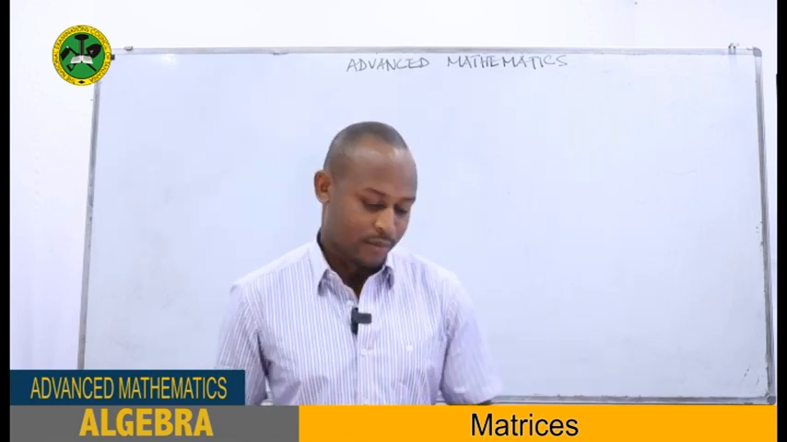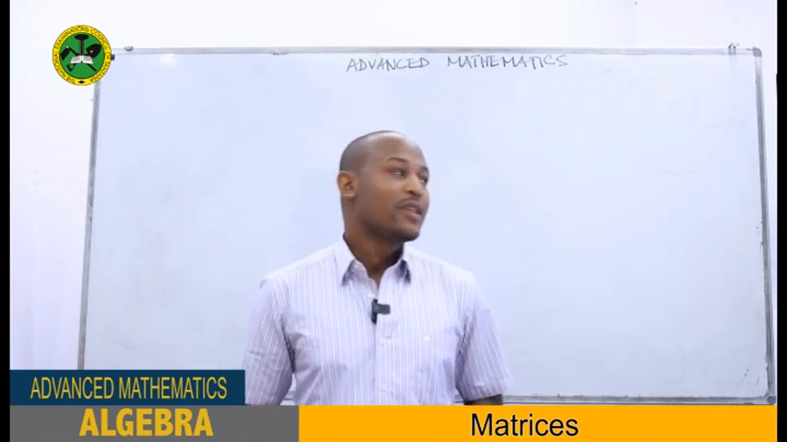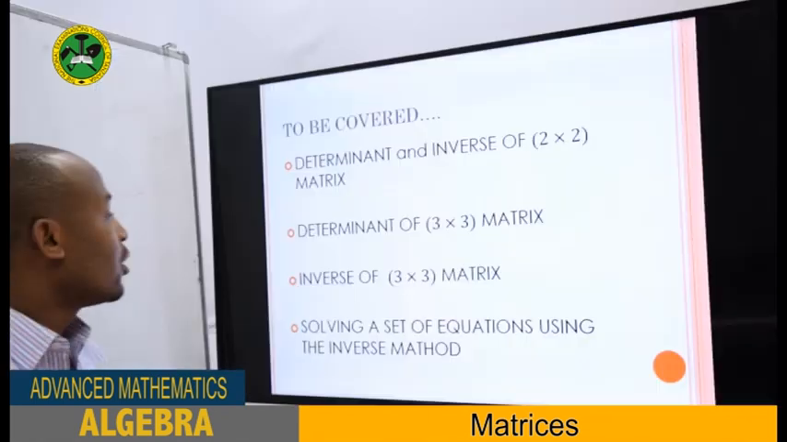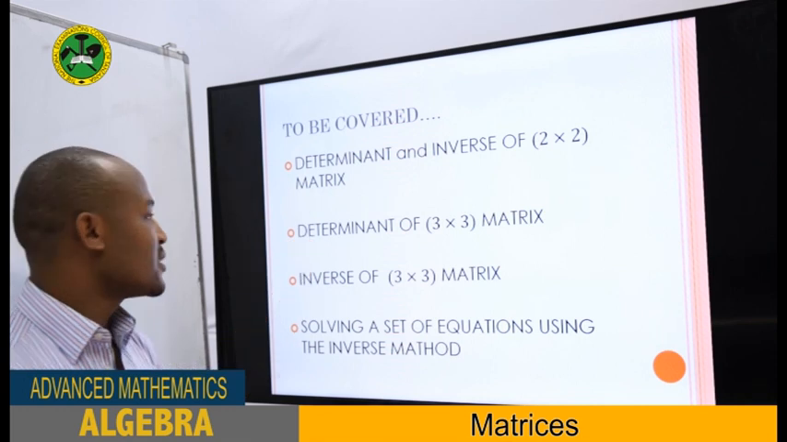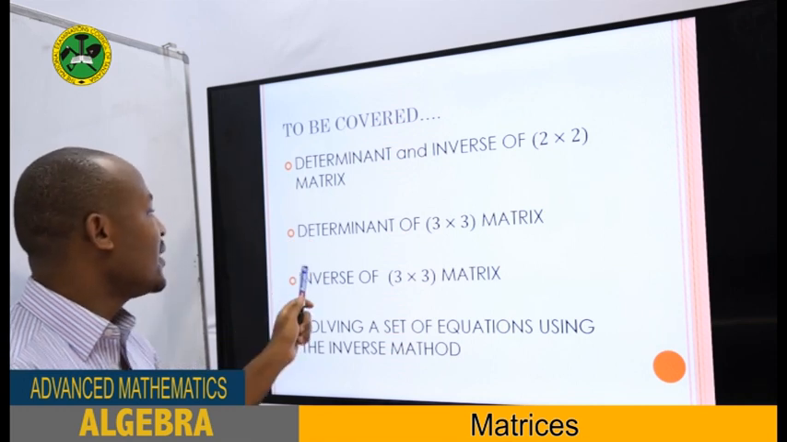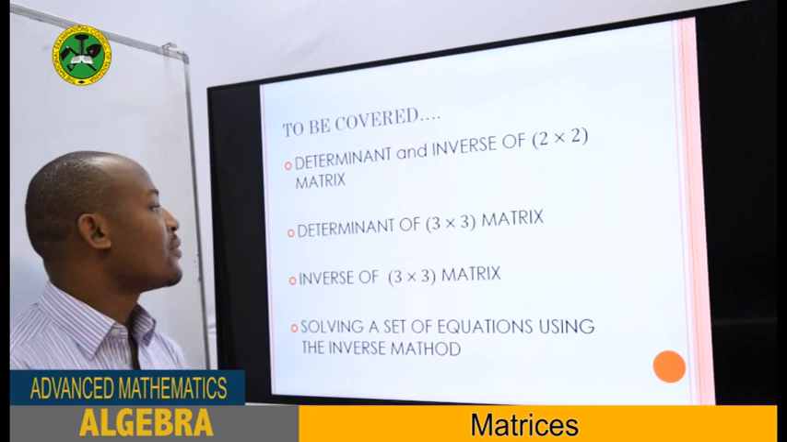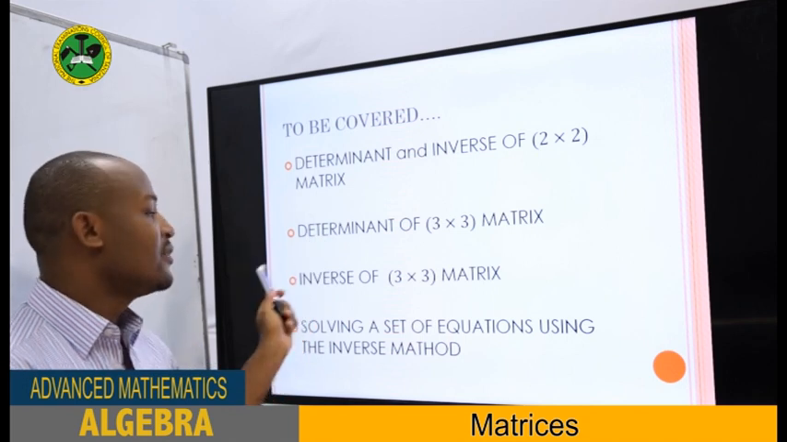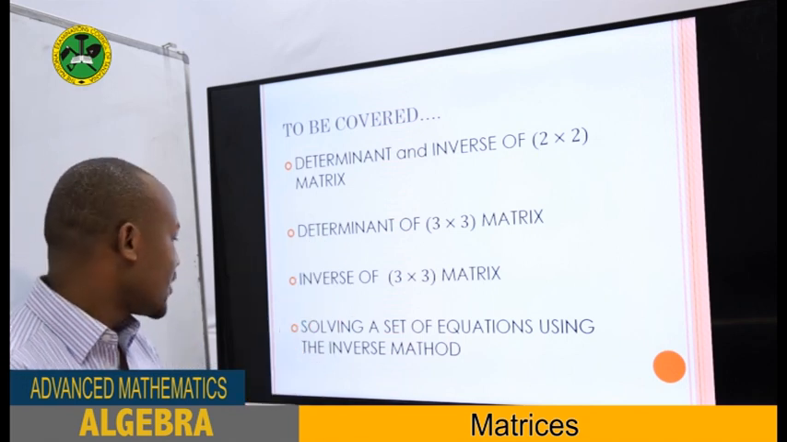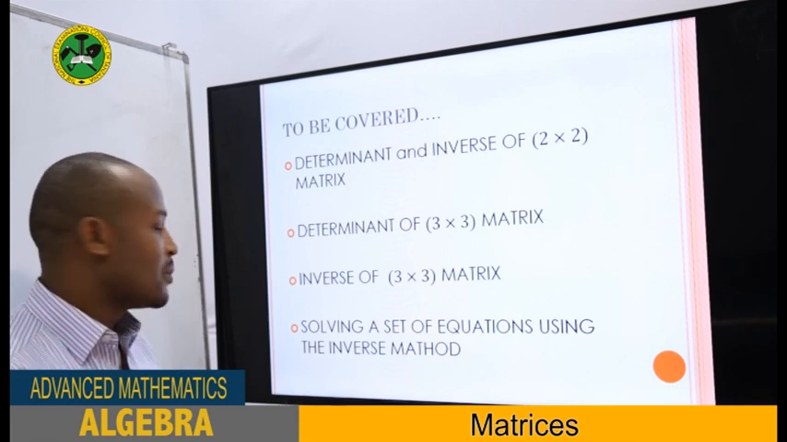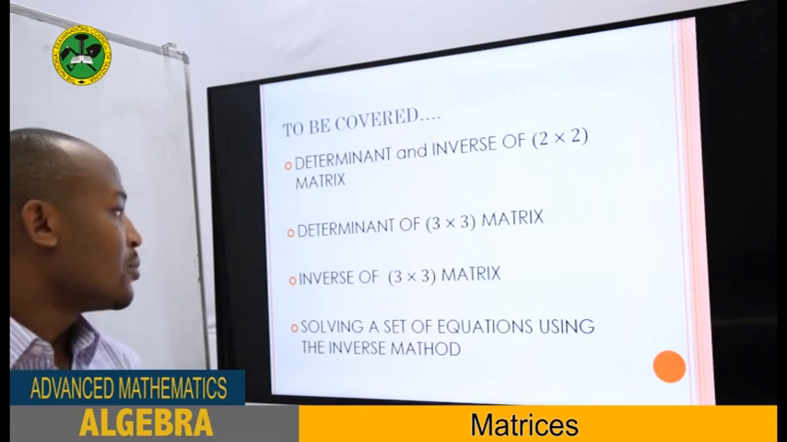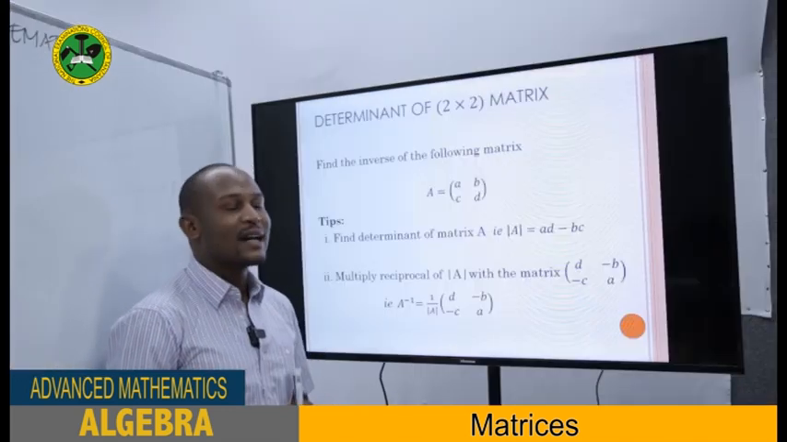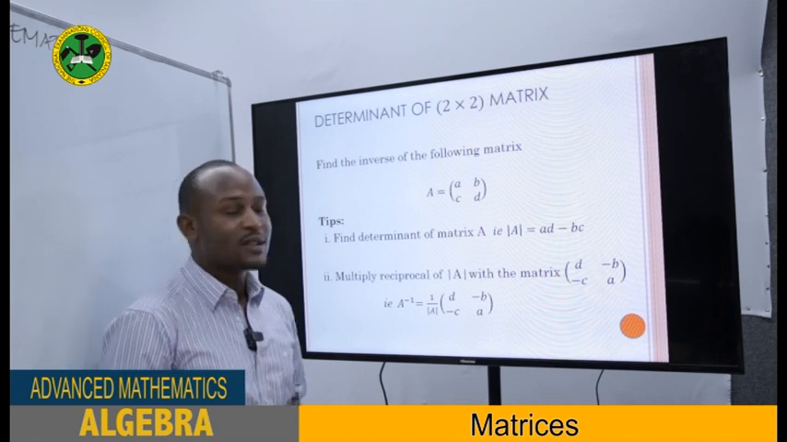Okay, to start with, we shall cover the following. We shall remind ourselves of the determinant of a 2 by 2 matrix, and then we shall check the inverse of the 2 by 2 matrix. After that, we shall discuss the determinant of a 3 by 3 matrix, and then its inverse, the inverse of a 3 by 3 matrix, and then we shall use the matrix method to solve a set of equations using the inverse method. So be with me.